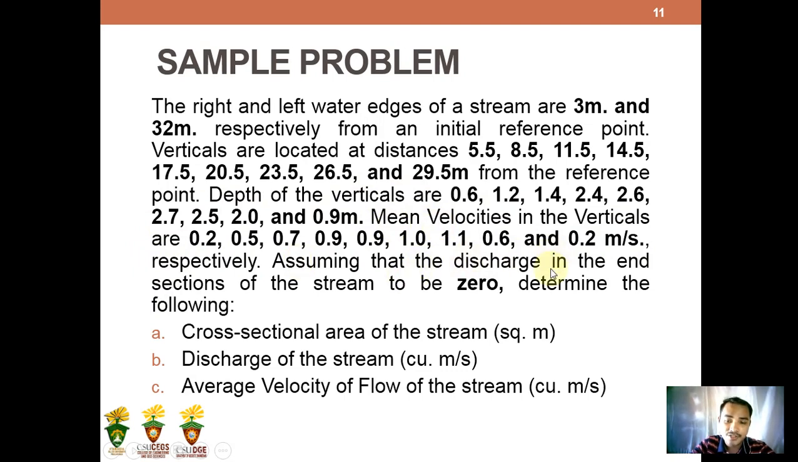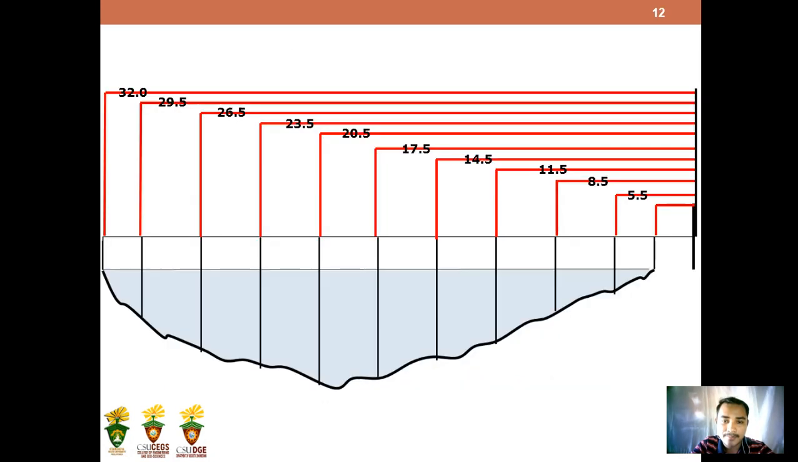Assuming that the discharge in the end sections of the stream to be 0, determine the following. First, cross-sectional area of the stream in square meter. B is the discharge of the stream in cubic meters per second. And the average velocity of flow of the stream in meters per second. So let's visualize the given problem.